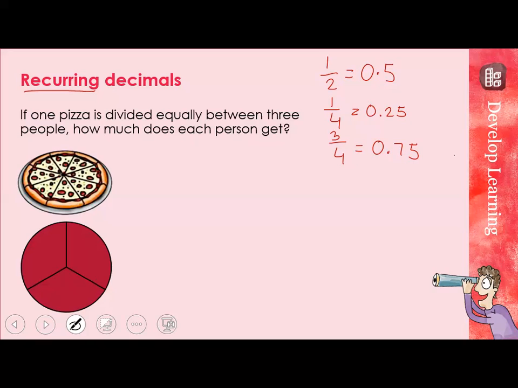To do this, we're going to use that short division method, okay? So we've got one pizza and we're dividing it by 3 people. How many times can 3 go into 1? Well, the answer is 0. So I need to put my decimal point in and add a place value holder, and the 1 carries over. How many times does 3 go into 10? Well, it goes in 3 times, with 1 remainder.